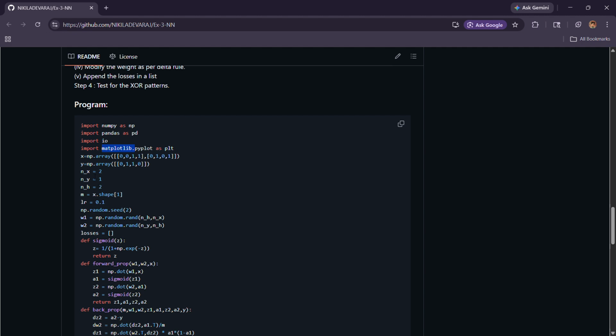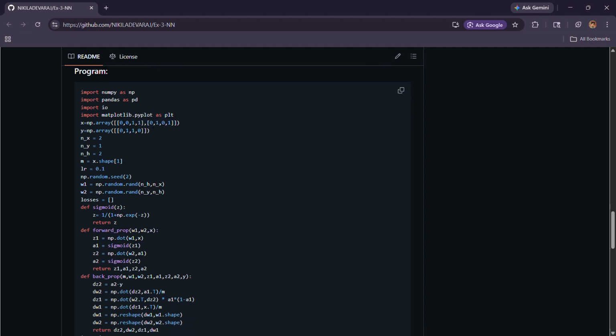First, the program defines the input and output of the XOR problem. The input matrix contains the four combinations 0,0; 0,1; 1,0; and 1,1. The expected output is: XOR of 0,0 is equal to 0, XOR of 0,1 is equal to 1, XOR of 1,0 is equal to 1, XOR of 1,1 is equal to 0.